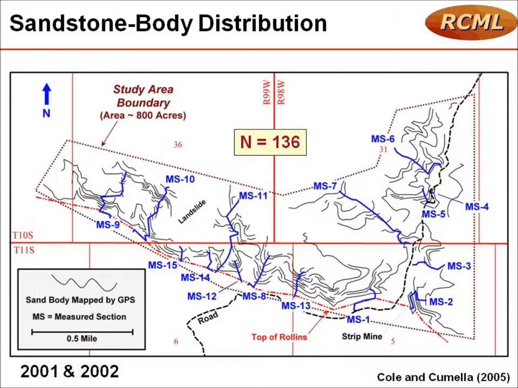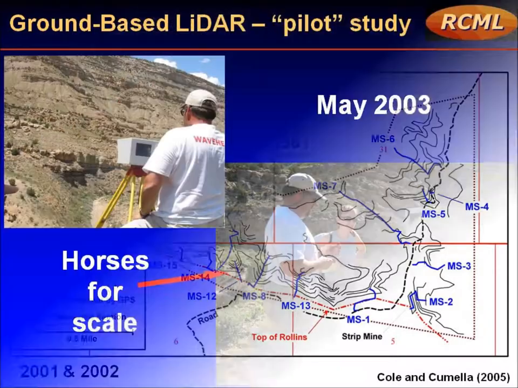So from that initial mapping, just with the handheld GPS and measured sections, this shows a map view. This would be one section, so 1 square mile. And each one of these little traces here would be the trace of an individual sandstone body from outcrop. The blue are the location of the measured sections. And so from this initial mapping, 136 sandstone bodies were measured, and apparent width measurements were obtained, as well as several measurements of the thickness of the sandstone bodies in outcrop.